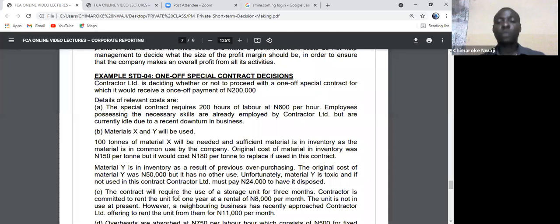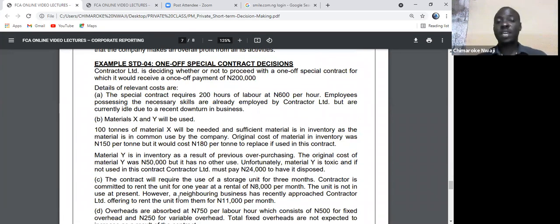Details of relevant costs are: A, the special contract requires 200 hours of labor at 600 naira per hour. Employees possessing the necessary skills are already employed by Contractor Limited, but are currently idle due to a recent downturn in business. Now, as I'm reading this one by one, I'll be attacking it immediately. So what do we say when employees are already in permanent employment by the contractor?